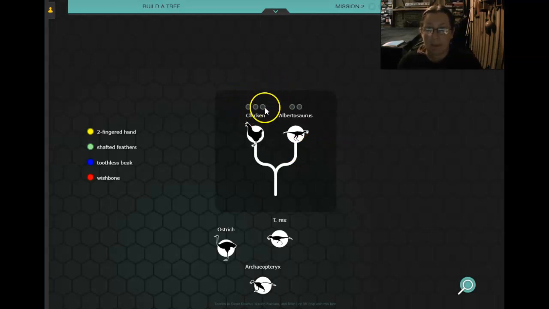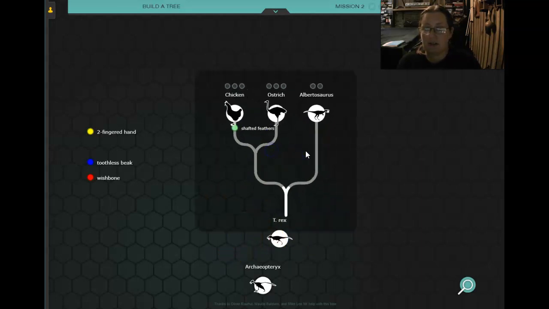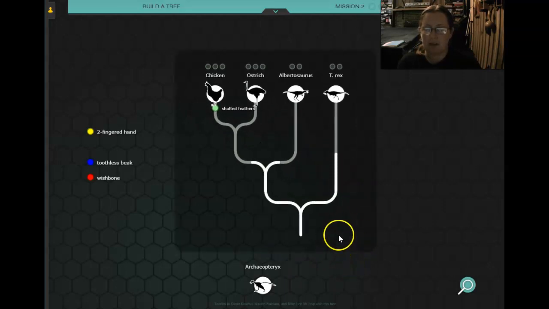The dots here at the top indicate the number of different characteristics, homologies, that are going to be on the tree for that species. Okay? Once I've dragged them onto the tree, I then have the ability to add characteristics. Okay? So I'm going to add feathers over here with the chicken. Alright, let's also add our ostriches into the mix, since I know they have feathers. Let's see, we have T-Rex. I'm not quite sure where to put T-Rex yet. I'm going to put it off here to the side.